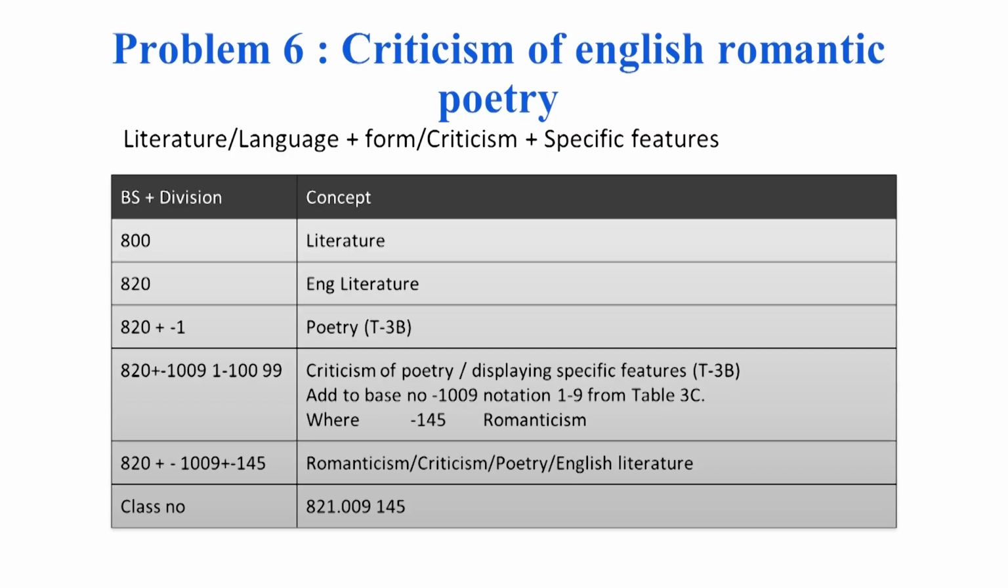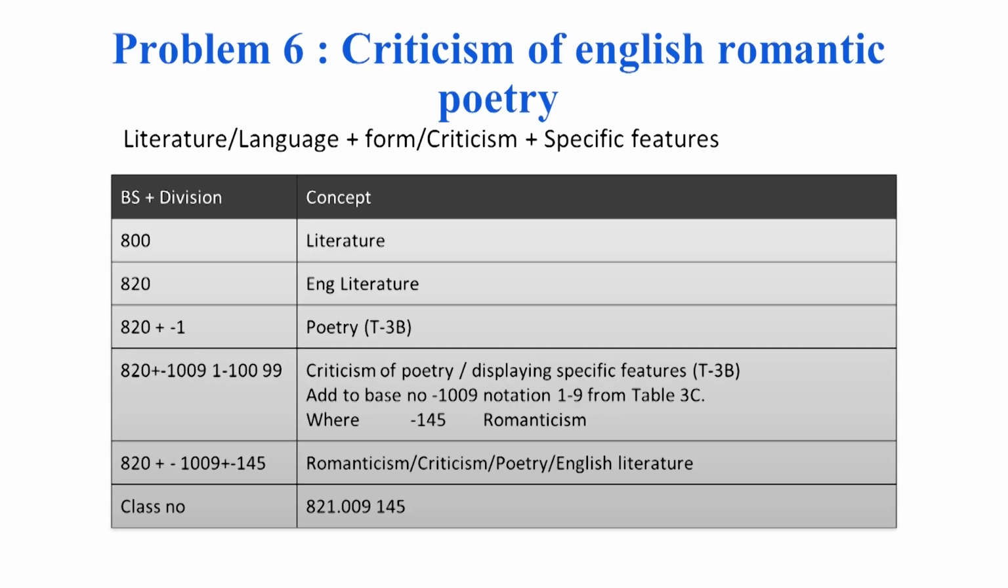So dash 145 is to be added with dash 1009, but after 9 there is no 0. In the case of collection there was a 10080, with a 0 after 8, but in the case of criticism there is no 0 after 9. That is the most important factor to be kept in mind. So here we will add 820 plus dash 1009 plus dash 145. So we will have romanticism, criticism, poetry, English literature.